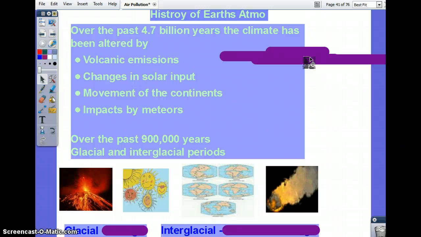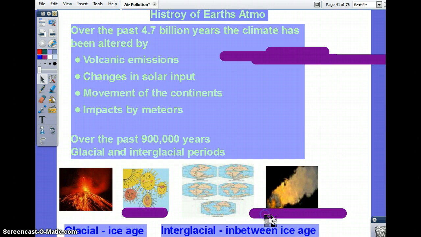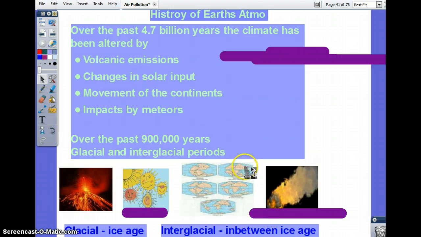Over the past 900,000 years, you've had these periods of glacial and interglacial. That's what they call it. So you're kind of like freezing or in between. And here is what we call the Ice Age, and in between an Ice Age. And I showed you this in the beginning of the year, this picture of Pangea and Earth's continents, and we talked about how we're still kind of shifting and there could be some movements.